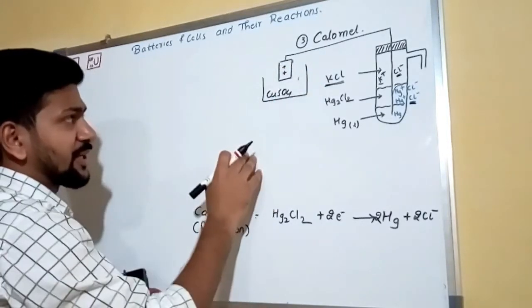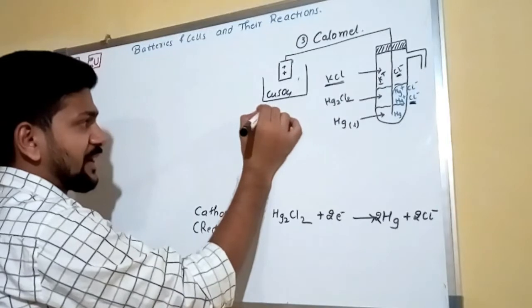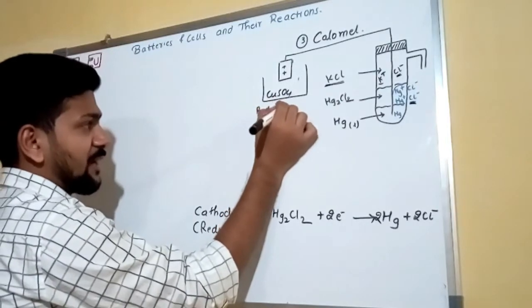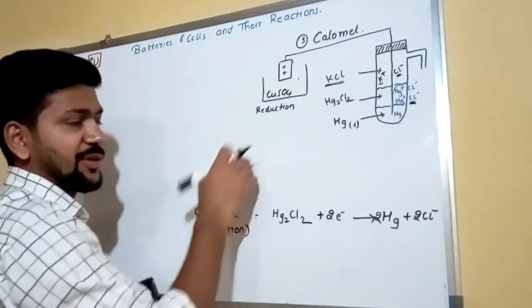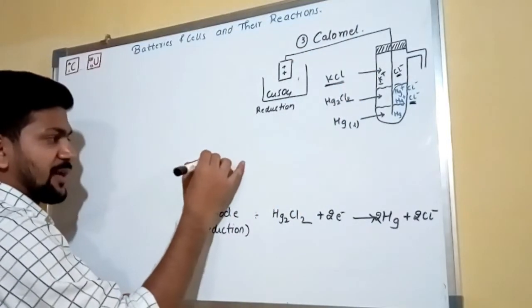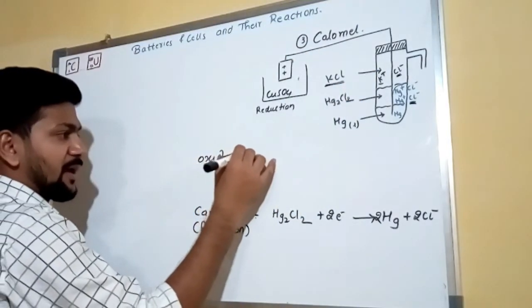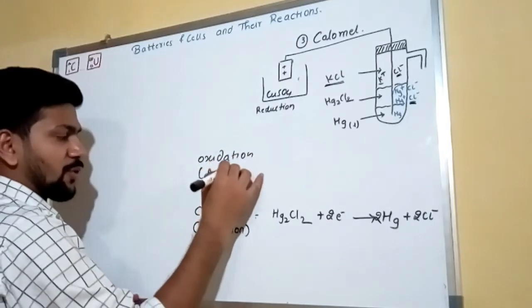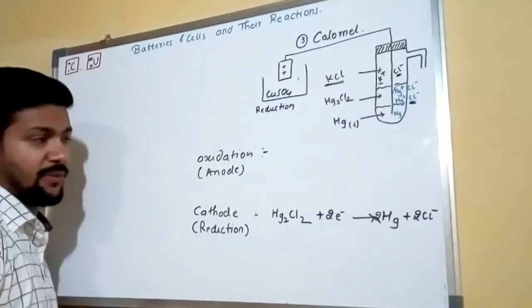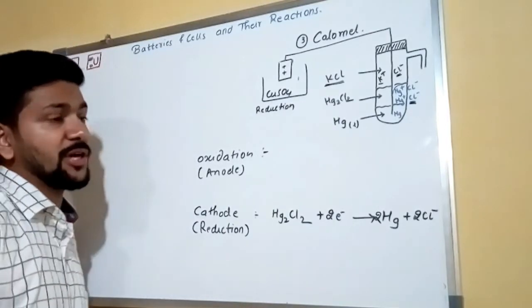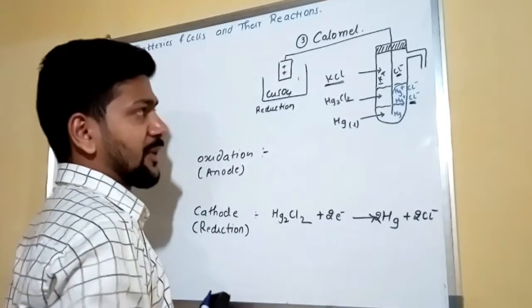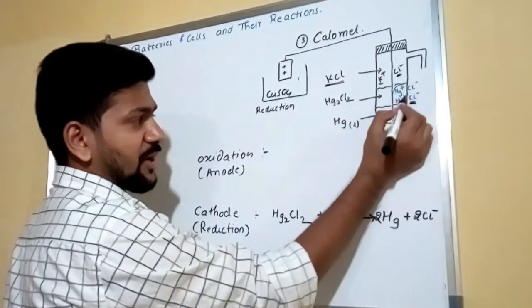Now since this is a positive rod, and since reduction is taking place over here, and your calomel is working as a reference electrode, it has to undergo an oxidation reaction. When I say oxidation reaction, it simply means it will be working as an anode. So what will be the reaction? Oxidation simply means loss of electron. So who will be losing electrons? The only options left are either Cl minus or Hg.